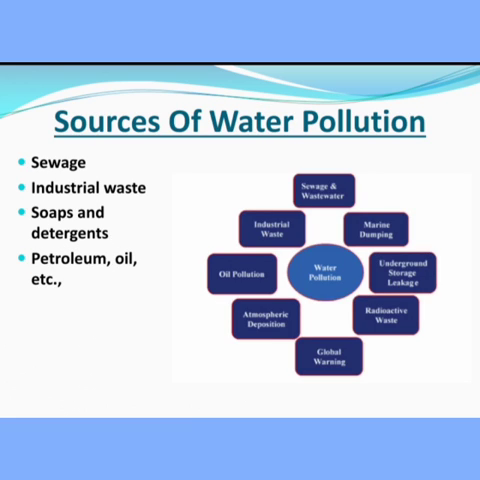Coming to sources of water pollution. Which is the source for water pollution? That is sewage, drainage, or many dirty water lines connected and linked to one such place. And industrial waste, soaps and detergents, petroleum, oil, all these are sources of water pollution. It might be sewage or wastewater, industrial waste, marine dumping, oil pollution, atmospheric deposition, global warming, radioactive waste, underground storage leakage, and these are all the sources of water pollution.